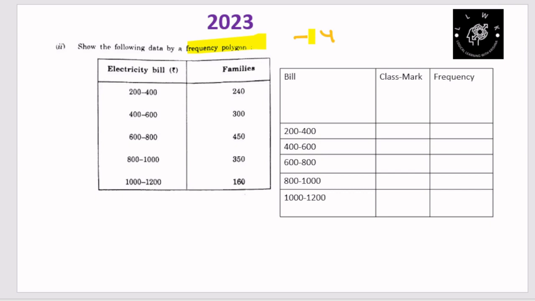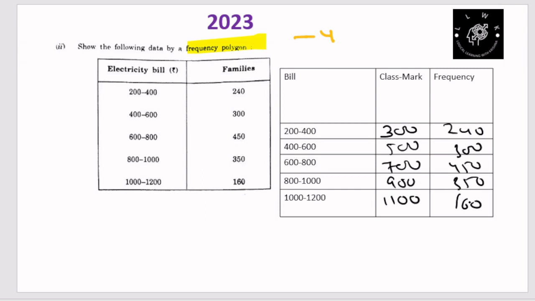Okay, let's quickly find the class mark. How to find the class mark? Upper limit plus lower limit divide by 2, simply. So here in this case 400 plus 200 divide by 2, 300. Simply here now 500, 700, 900 and 1100. This is the class mark. And what is the frequency of this class? 240.